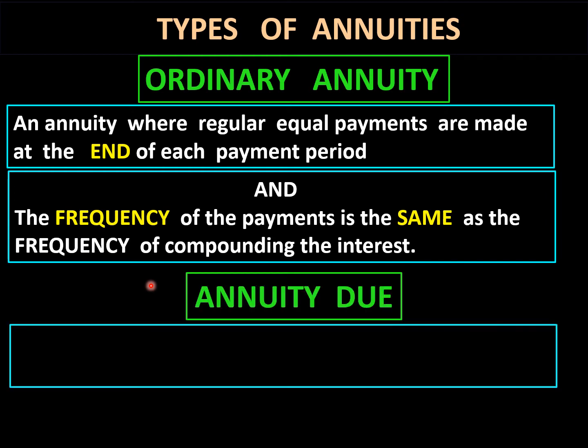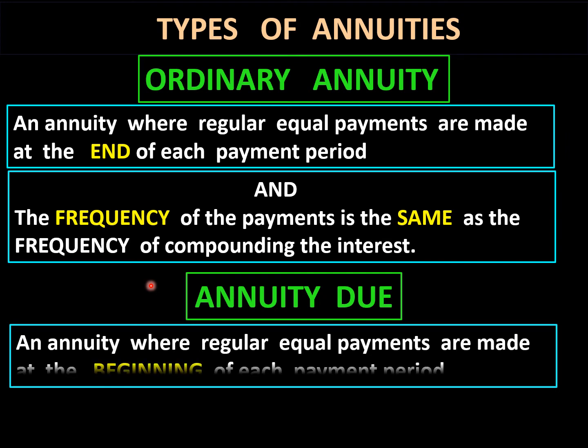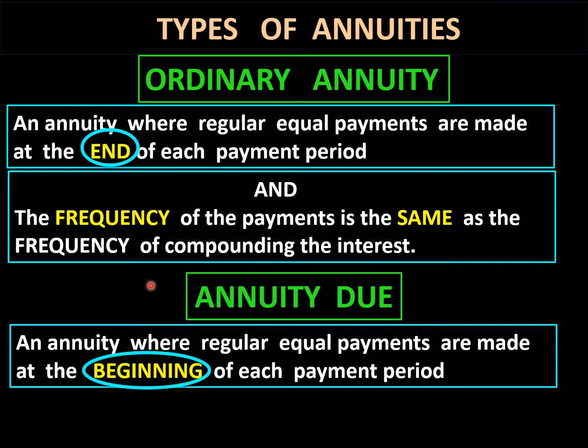Then we have an annuity due. Here we have an annuity where the regular payments are not made at the end, they're made at the beginning of each period. So you can see the difference between ordinary and annuity due: this one is end and this one is beginning.